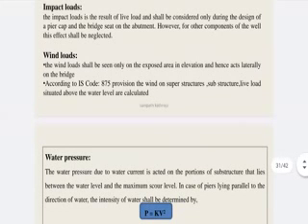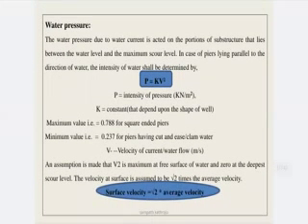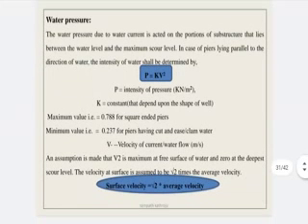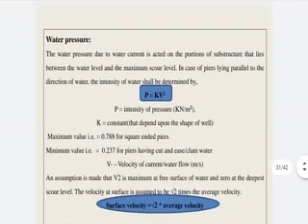Now the next important part is nothing but water pressure. As there is a well, there should be water and there should be water pressure. So the water pressure due to water current acts on the portion of the substructure that lies between the water level and the maximum scour level. In the case of a pier lying parallel to the direction of water, the intensity of pressure shall be determined using the formula: pressure of water P is equal to K into V square.